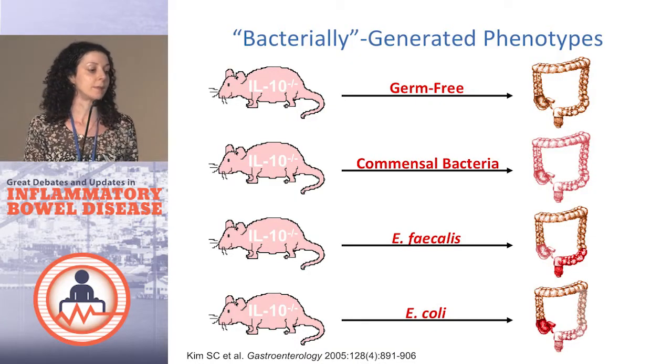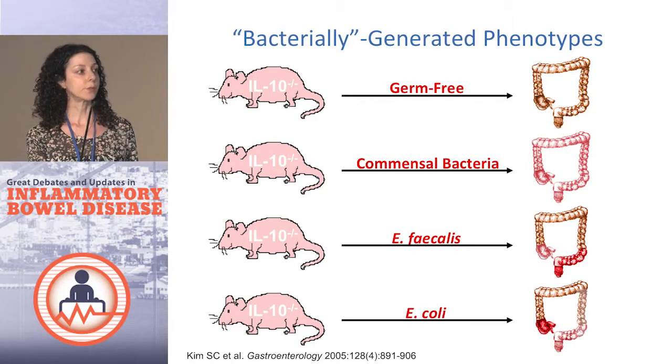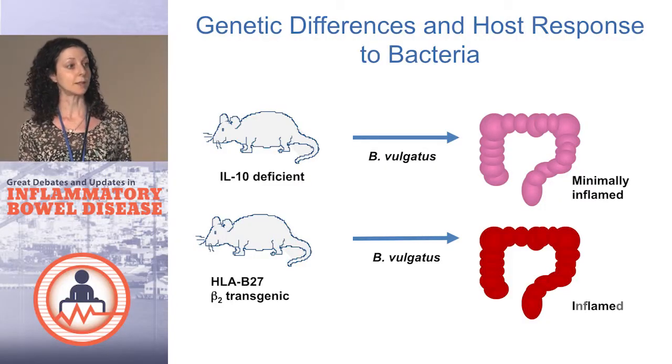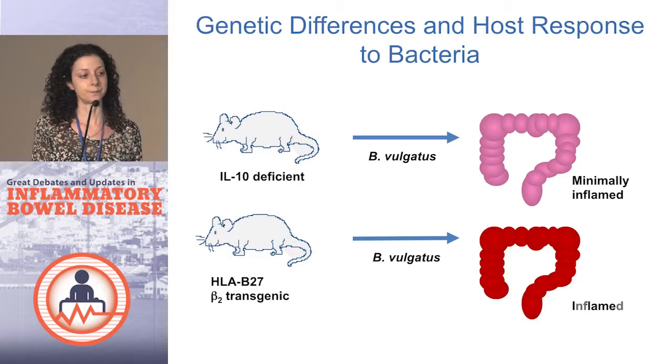So in 2005, Sandy Kim did a beautiful study where she looked at the same genetic background in a murine model, so it was IL-10 knockout, and they were exposed to different bacteria or different environments, and they had very different phenotypes. So same gene, different environment. Germ-free mice, in a nice environment with nothing going on, had no inflammation. Those with the commensal flora had a mild colitis throughout, and E. faecalis had severe left-sided disease, while E. coli had a severe right-sided disease. And then she looked at those mice who had a different genetic background with the exact same bacteria, and again, you get a different phenotype. So again, it's a very specific genotype-microbe interaction.